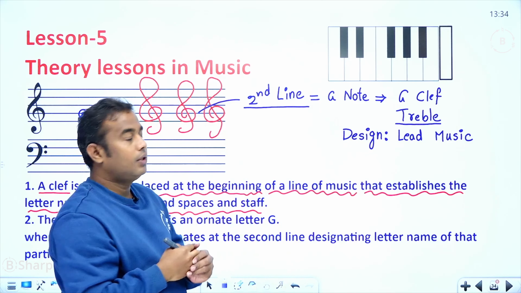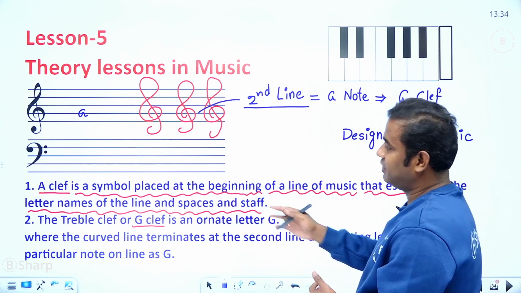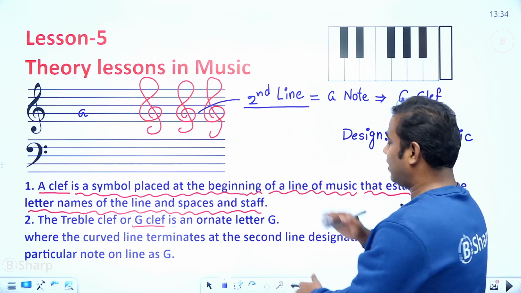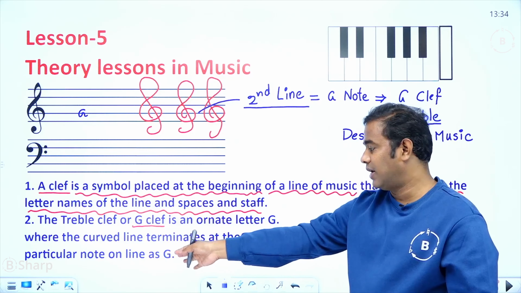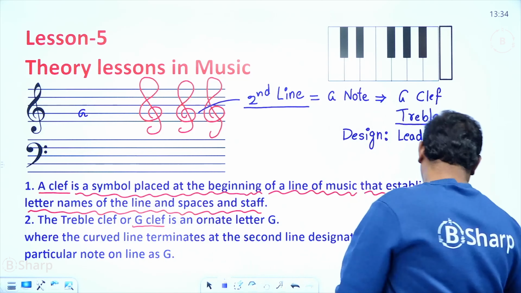Then it is generally a curved line, and the definition is already written here. It is a curved line that terminates on the second line, designating the letter name of that note, which is on the second line, called the G line. So that is one thing.